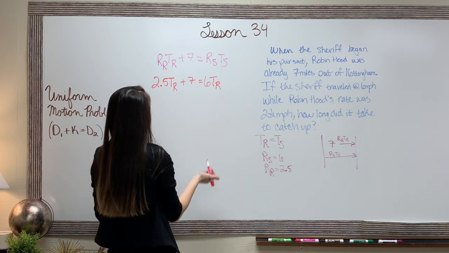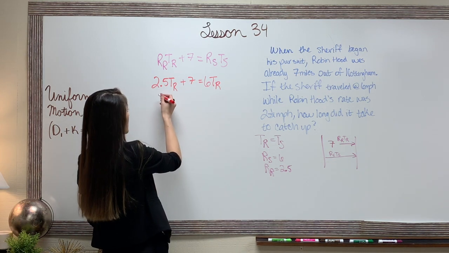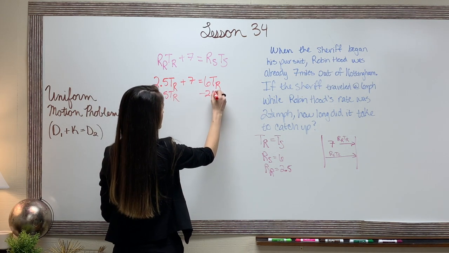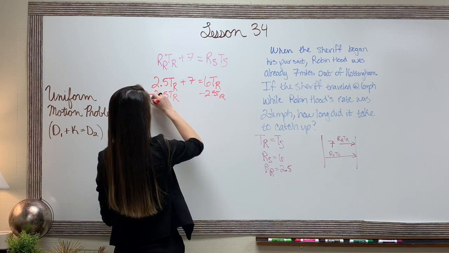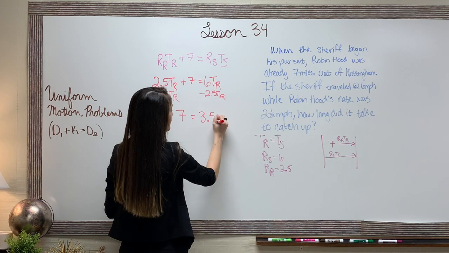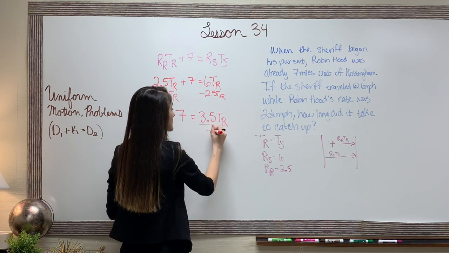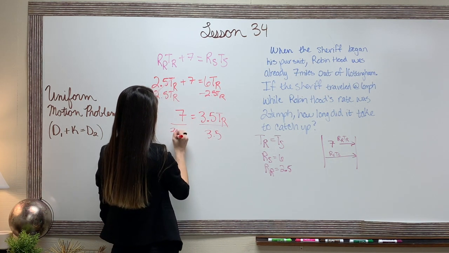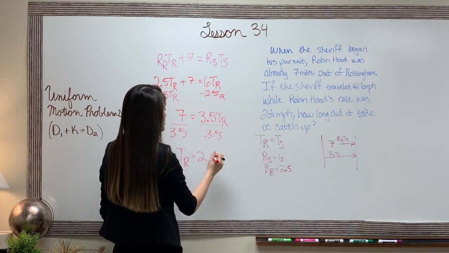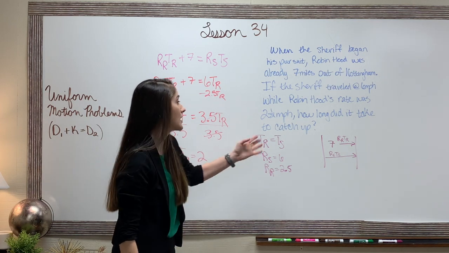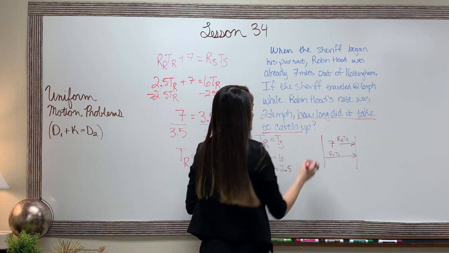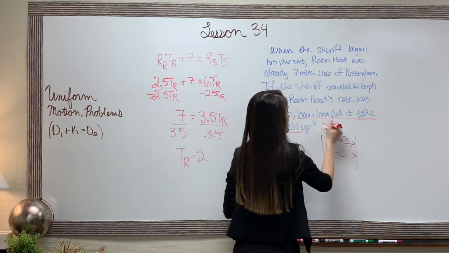And now we just get T of R by itself. So minus 2.5 T of R. So that is gone, and we're left with 7 equals 3.5 time of Robin, divided by 3.5. So that's gone, and the time of Robin Hood was 2 hours, which will also be the time of the sheriff. And the question that they're asking is, how long did it take to catch up? And so the answer is 2 hours.